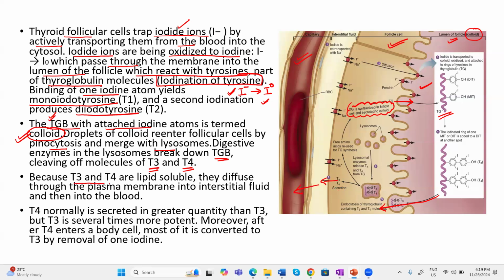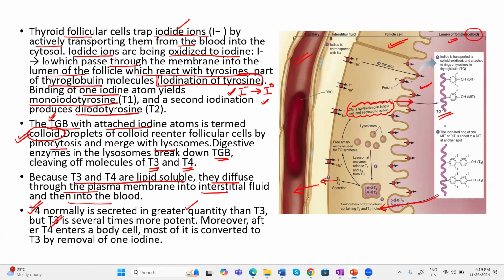T3 and T4 are lipid soluble, so they diffuse through the plasma membrane into the interstitial fluid and then into the blood. Is it clear? T3 and T4 are liberated into the blood from the follicular cells. T4 is normally secreted in greater quantity, but T3 is more potent as compared to T4.